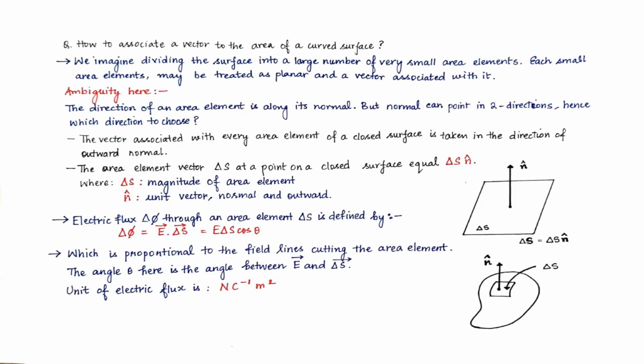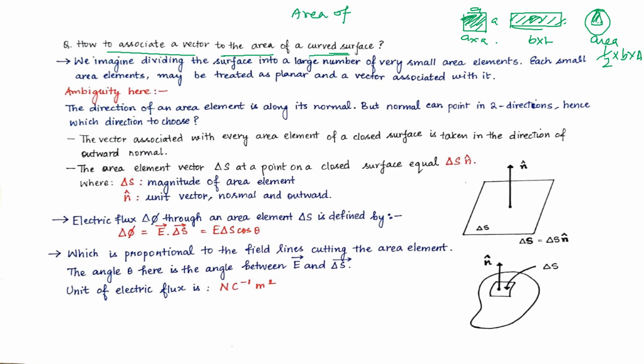Now the question arises, how to associate a vector to the area of a curved surface. Now we have seen this is our triangular face, this is our square face, this is a rectangular face. We know the area of these also. Area of a triangle is half base into altitude. The area of this rectangle is B into L, and for this we have A into A. So we know the area of these regular shapes. It is not very tough.